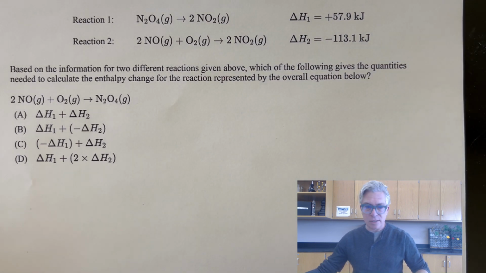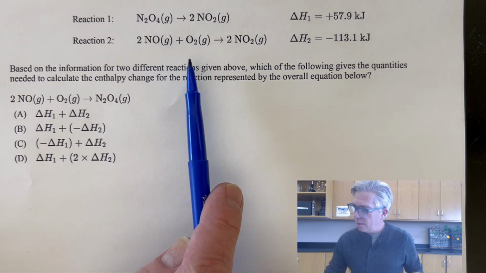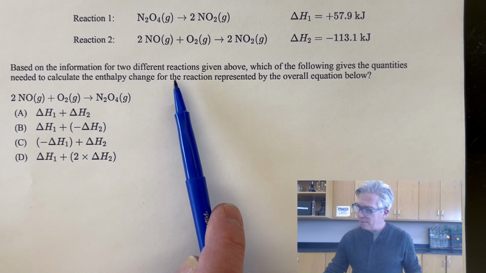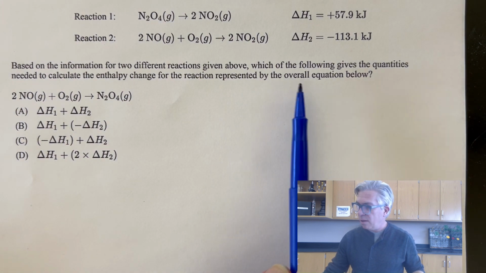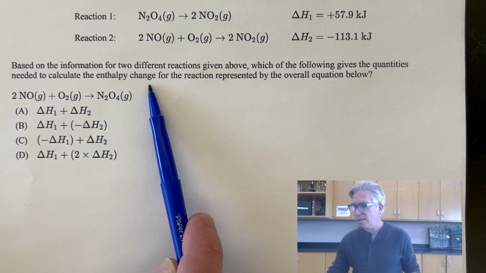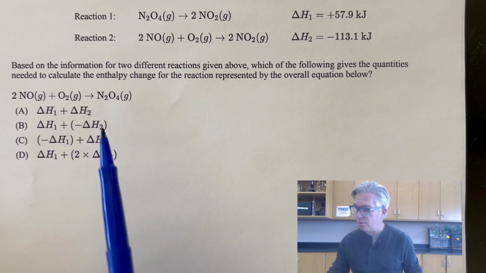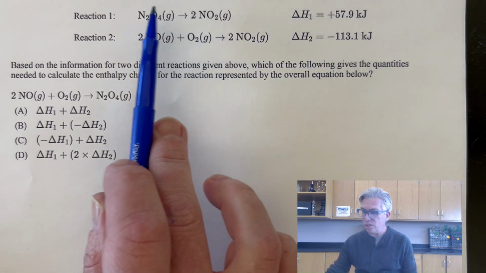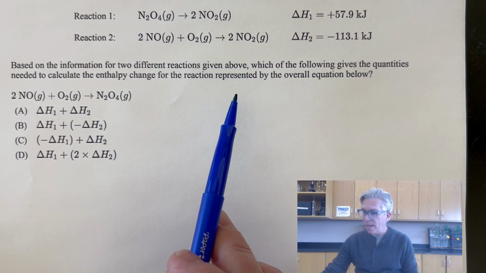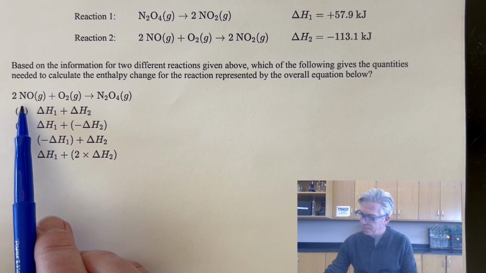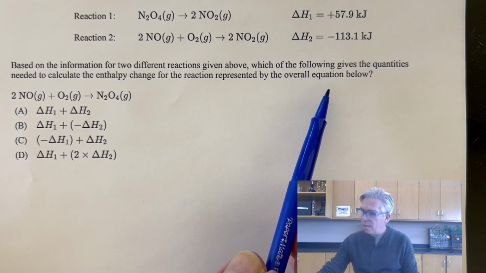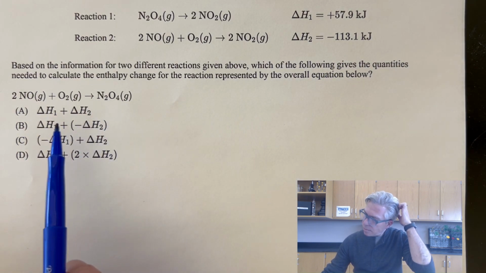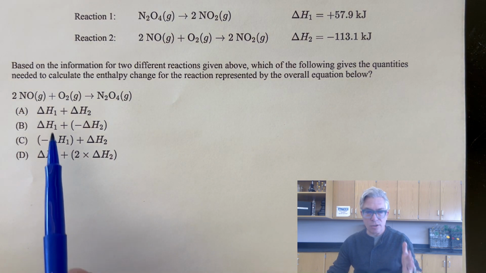Moving on. Pause the video and read it if you would like. We got two reactions. Based on the information for the two reactions given above, which of the following gives the quantities needed to calculate the enthalpy change for the reaction represented by the overall equation? This is Hess's law. Using a system of equations, we need to get these two to add up to the total, this one, and then we can add up the delta H's. They give it to us in terms of the delta H's.